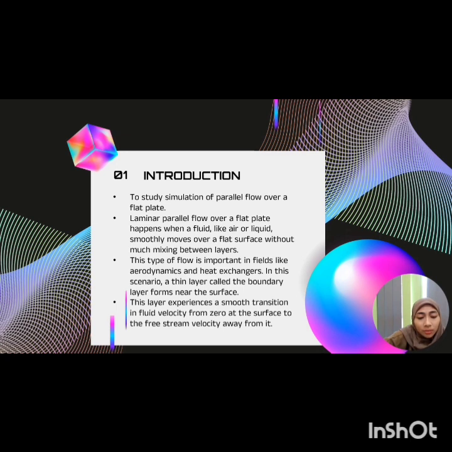The introduction of the presentation on CFD for fluid mechanics, laminar parallel flow over a flat plate, sets the stage for the study. It explains the significance of laminar parallel flow in the context of aerodynamics and heat exchangers. This section highlights the importance of understanding the boundary layer, a key concept in fluid dynamics. It serves as an overview, providing a context for why studying the laminar flow over a flat plate is essential in both theoretical and practical application in the field of fluid mechanics.